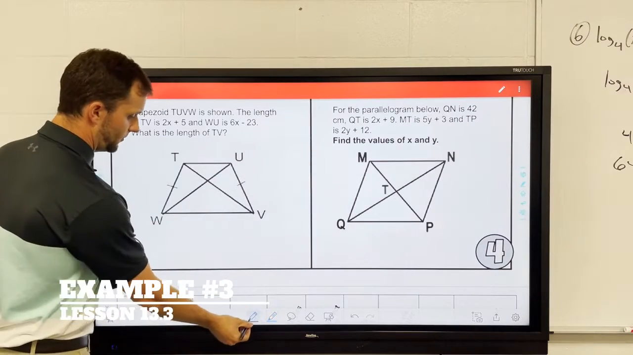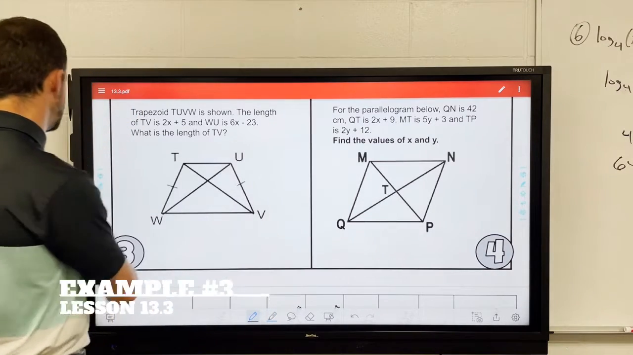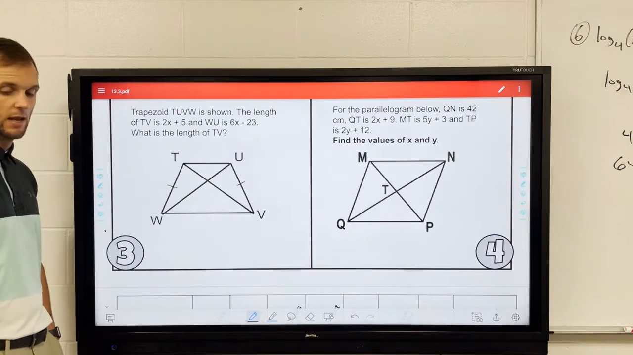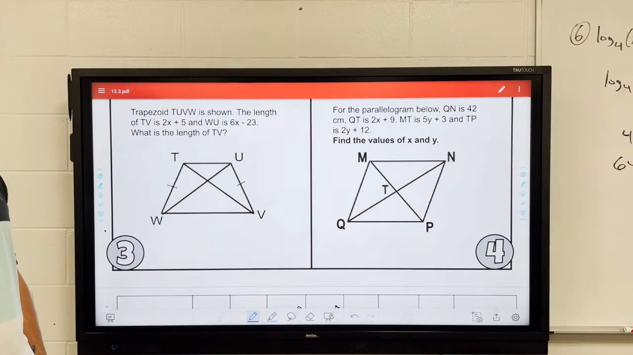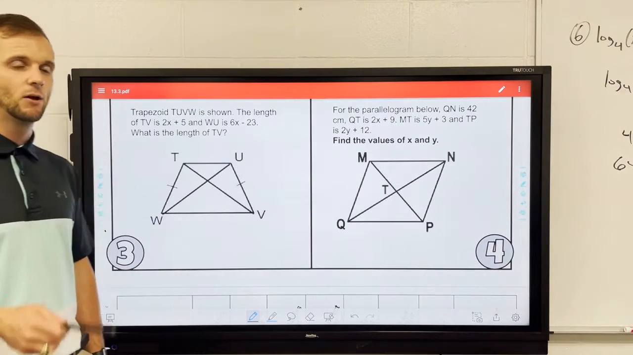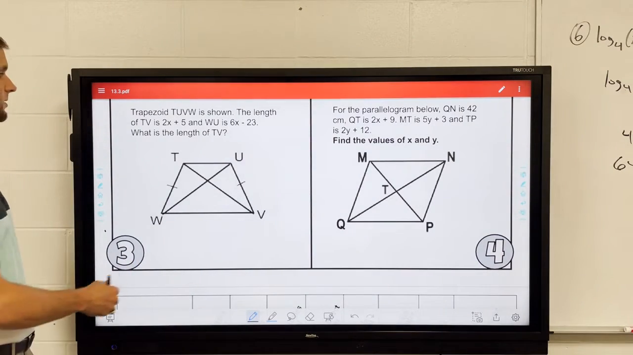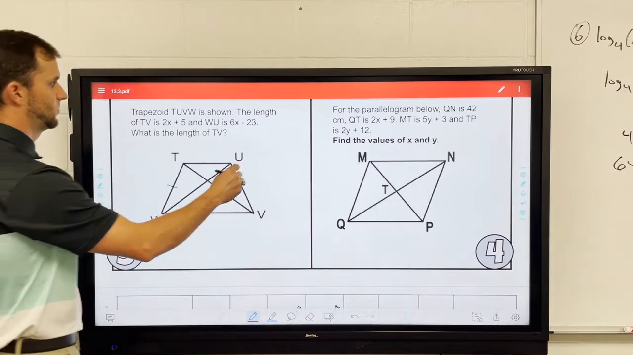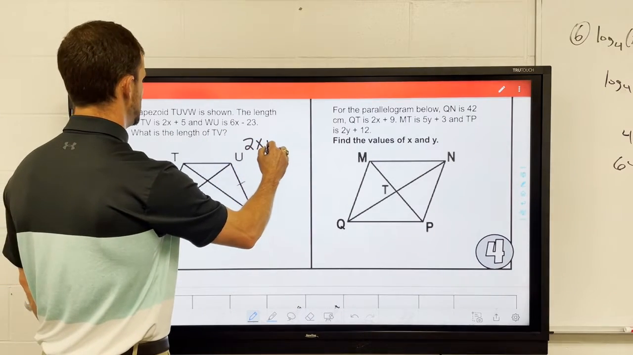On example number 3, it's showing me I have an isosceles trapezoid because my two non-parallel sides are congruent. So what I know is in an isosceles trapezoid, if you look on the back of your chart, the diagonals are going to be congruent to each other. So if t to v is 2x plus 5 and w to u is 6x minus 23, I'm going to set those equal to each other.